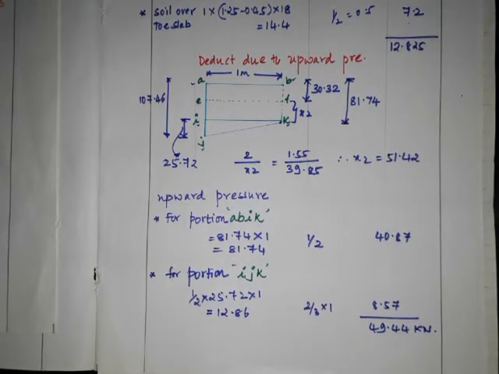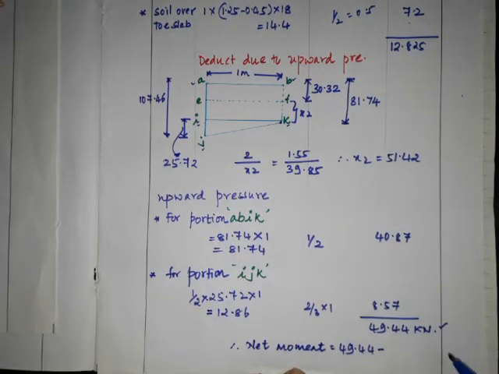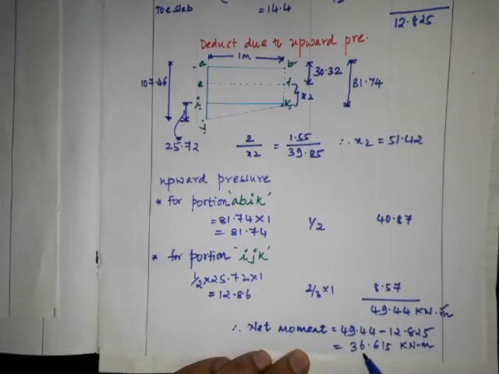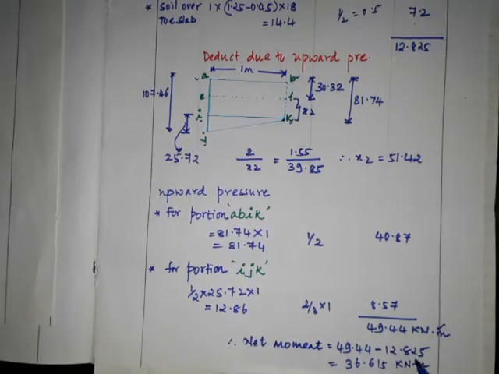49.44. So therefore net movement is 49.44 minus 12.825. So we get moment as 36.615 kilonewton meter. So this is in meter. 49.44 minus 12.825, so that is 36.615 kilonewton meter.